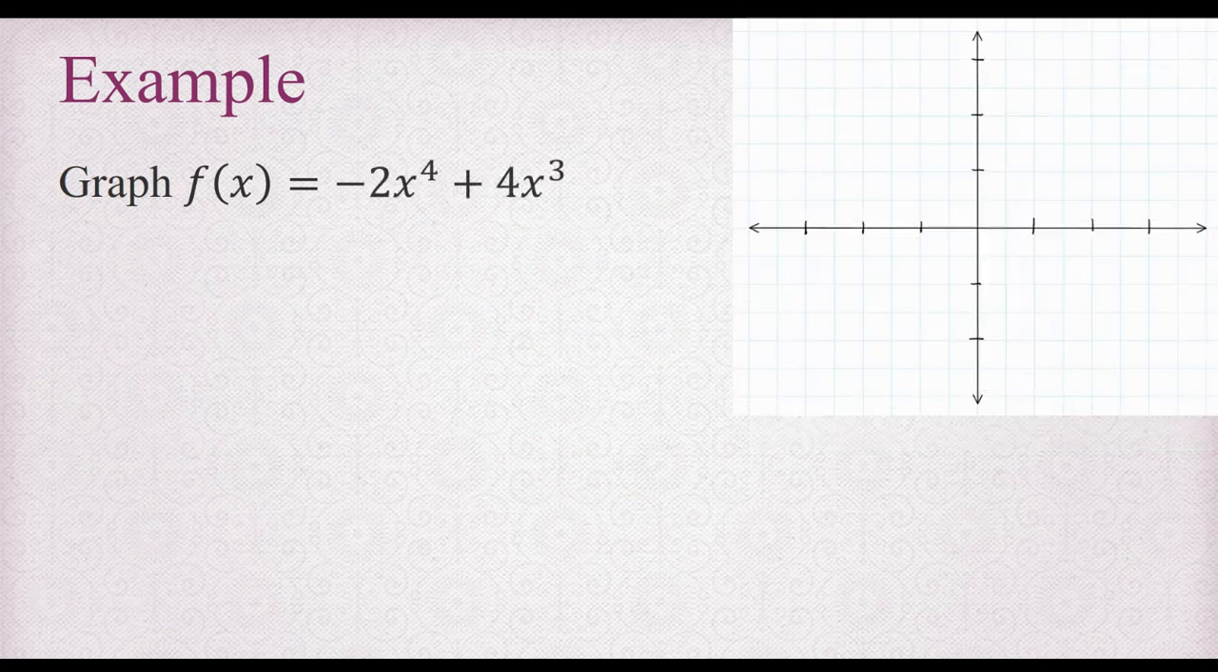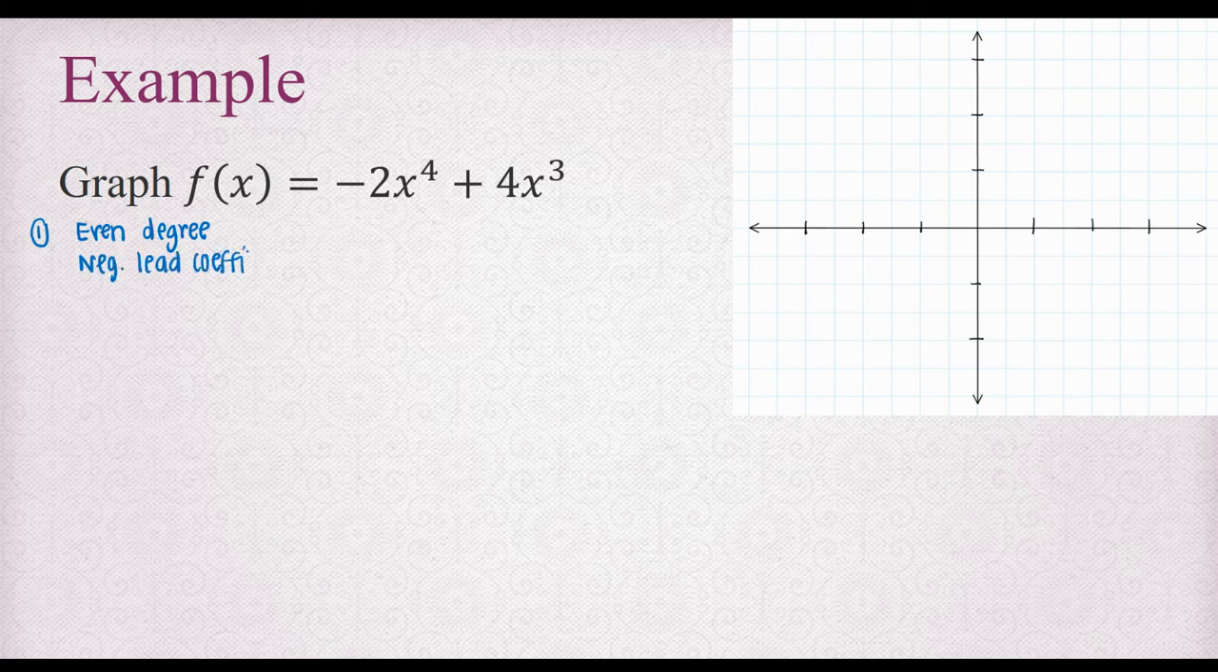Let's take a look at another one. So we're going to graph f of x equals negative 2x to the fourth plus 4x cubed. So going through our process, we need the end behavior. Between the exponents of 4 and 3, 4 is the biggest, and 4 is an even number. So we have an even degree. And if you look at the number in front of that, it's a negative 2. So we have a negative lead coefficient.